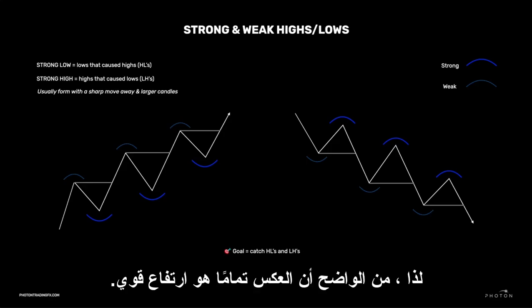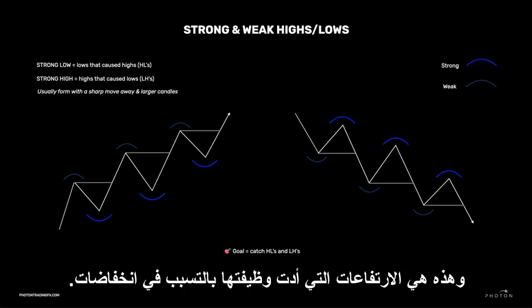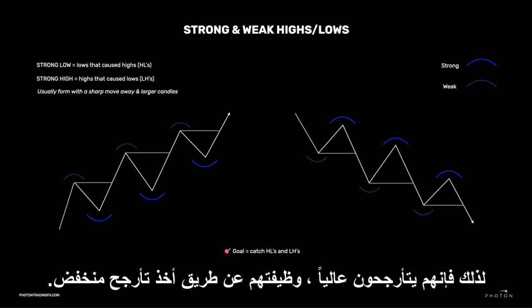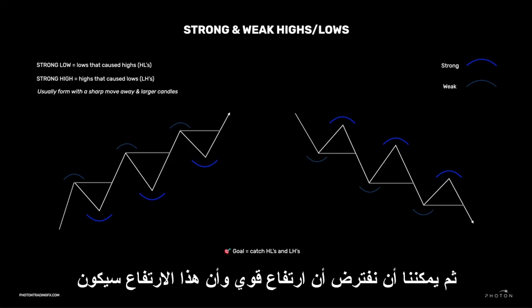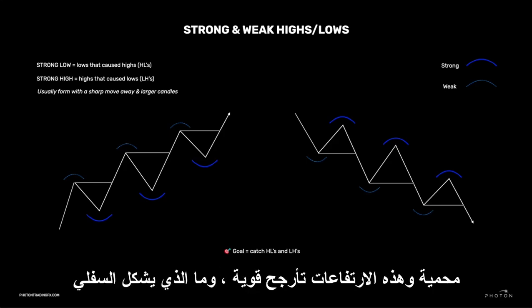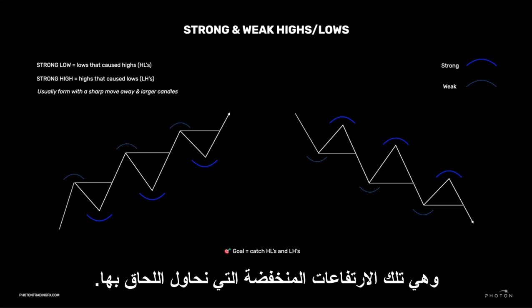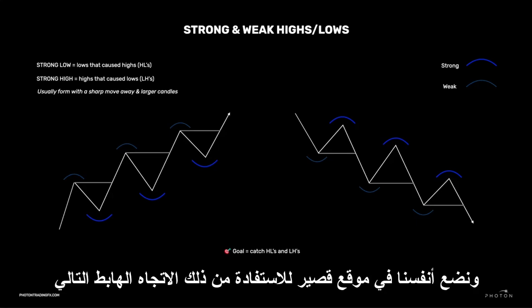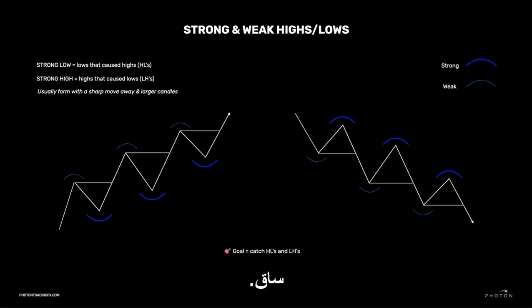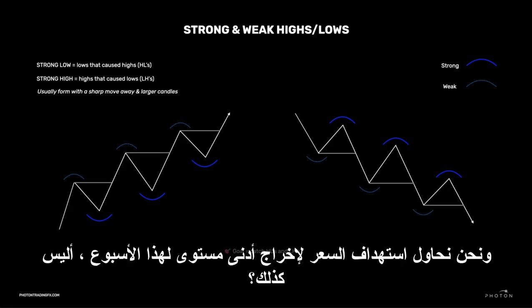Obviously the exact opposite is a strong high, and these are highs that did their job by causing lows. If a swing high does its job by taking out a swing low, then we can assume that is a strong high, and that high will be protected. These strong swing highs are what make up the lower highs in a bearish trending market. It is those lower highs that we are trying to catch and position ourselves in short to capitalize on that next bearish leg, and we're trying to target price to take out that weak low, right, to make the next lower low.